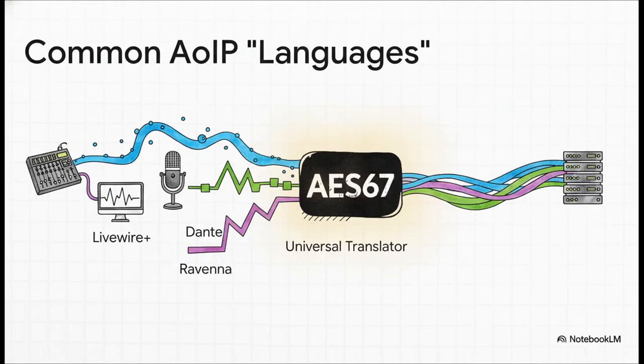Now, of course, it's not just one single technology. It's kind of like spoken languages. There are a few different AoIP protocols out there, like Livewire and Dante. But the really good news is the industry came together and created a sort of universal translator, an open standard called AES67 that lets all the different gear from all the different brands talk to each other.